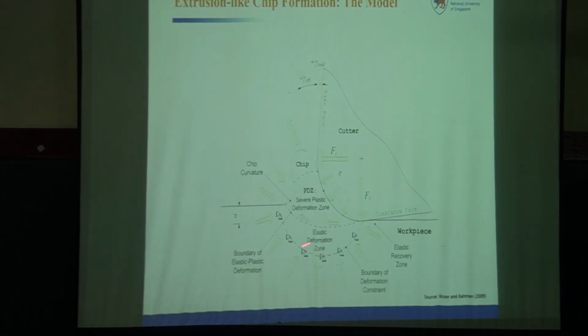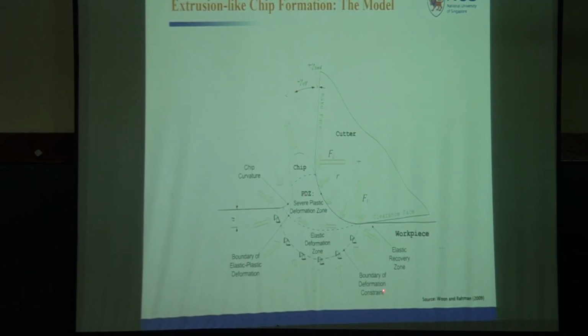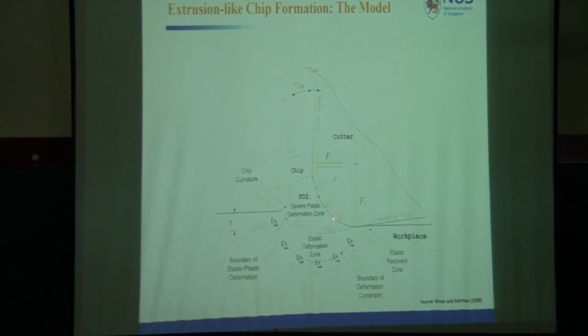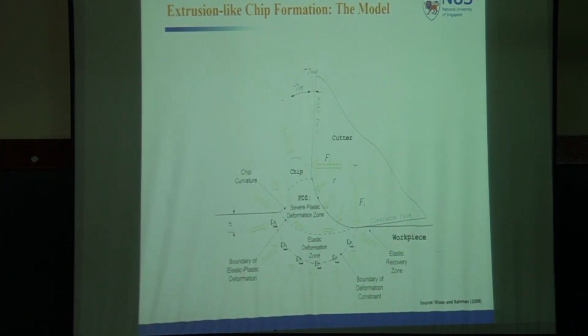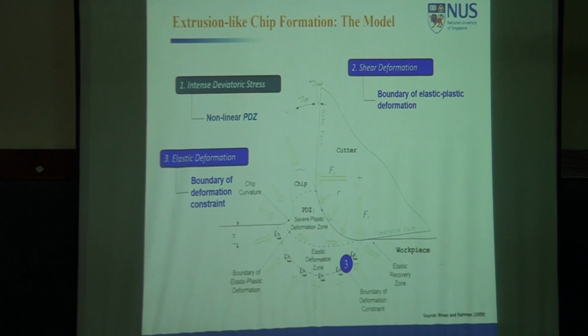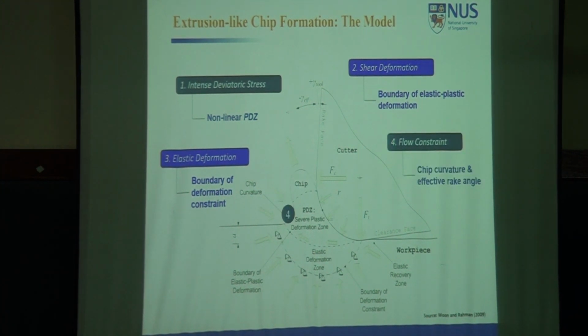These are the boundary lines for elastic plastic deformation. This is the boundary line for deformation constraint, and here elastic deformation takes place. Some of the material escapes. So all these different zones have been named. You can see them in the slides. I need not go into the details.